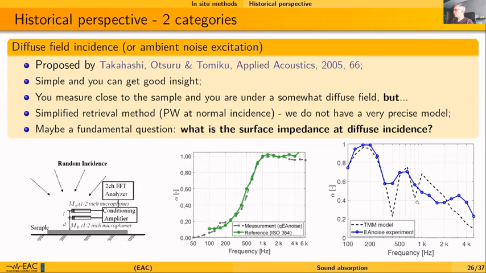This is also a measurement that a student made of a resonant panel, and there's a transfer matrix model as well. So you can see that it works well. It shows the behavior of the material, although we need to investigate this a bit further. And particularly, I think one nice question is, what is the surface impedance at diffuse field incidence, which is something that needs a better definition, maybe.